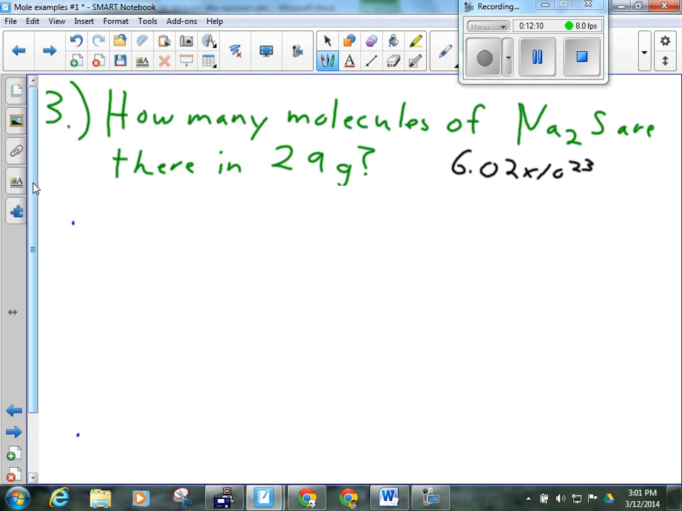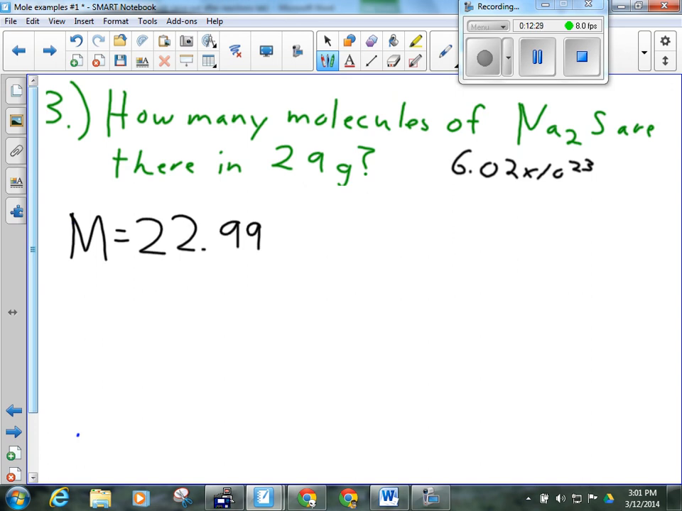All right, again, first step, write down what the question gave me. The question asked me for how many molecules, but it tells me what material. So right away, I can calculate big M because I know what I'm dealing with. Okay, sodium sulfide, the molar mass of sodium, 22.99.